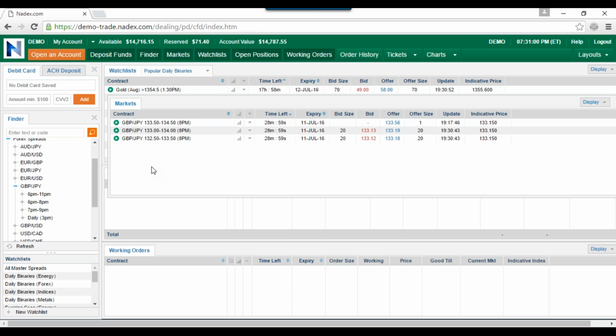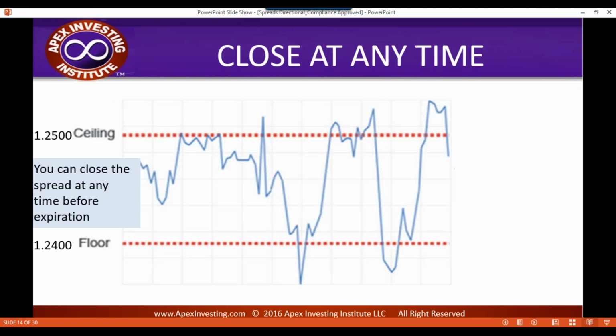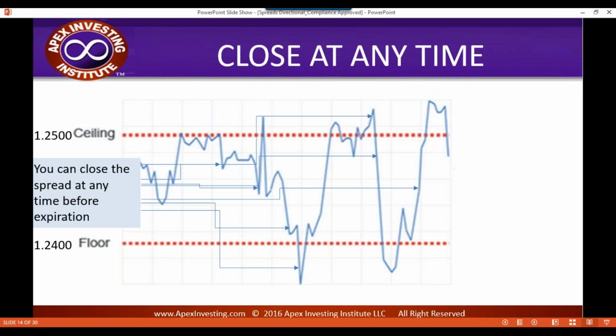Okay. Eric says, can we buy and sell the same spread? Well, you can't buy and sell the same one at the same time, Eric. You can buy a spread and then you can get out of it, okay? And that's a perfect question. Let's talk about that here. You can close the spread at any time before expiration. So wherever we get in the spread, if we got in here and it comes up here, we can sell out of it early or buy out of it early. We don't have to hold it till expiration.